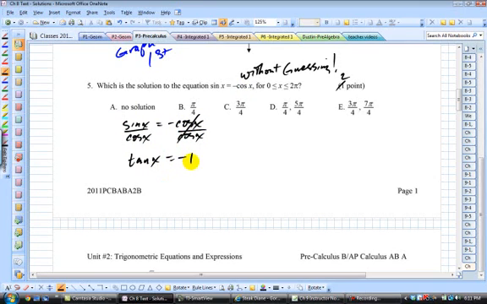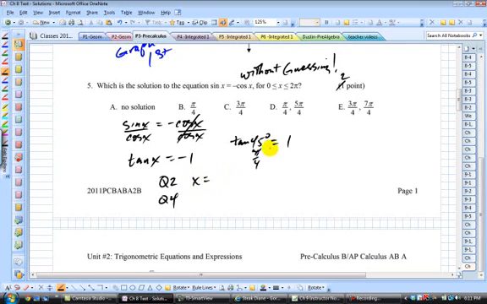And we know that tangent is negative in quadrants 2 and 4. We also know that tangent of 45 degrees, or pi fourths, equals 1. We know that, but we want negative 1. So we have to go to quadrants 2 and 4.